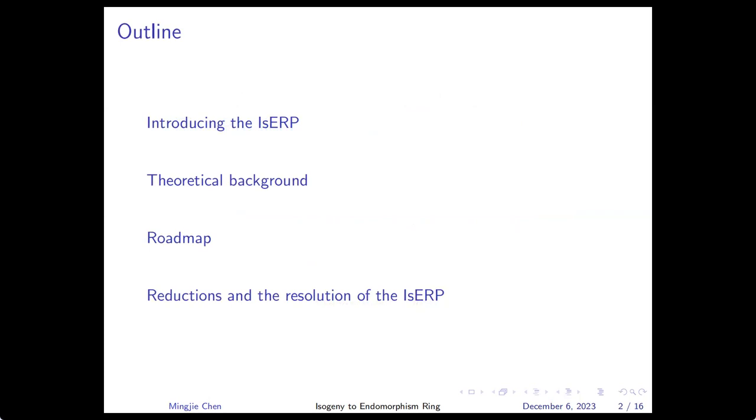So here is the outline of my talk today. First, I will introduce the isogeny to endomorphism ring problem, which is the main interest of our paper, and in short, is ERP. And then I will introduce some necessary theoretical background. Then I will show you the roadmap we take to approach the problem. Finally, I will explain how we resolve the problem, which is done by a sequence of reductions.